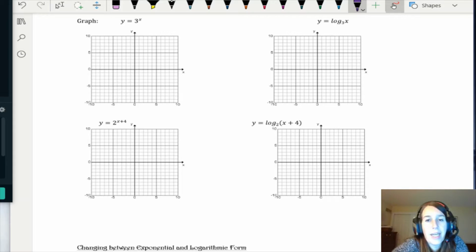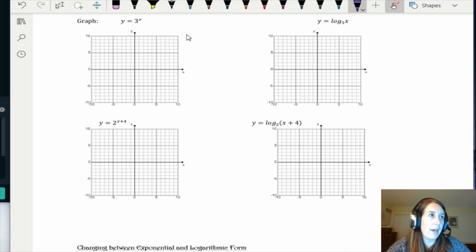Let's take some time to become familiar with the graph of exponents and logs together. Hopefully this will help with both of the graphs for you, because we will be doing some exponential graphing still. So first, let's start pretty simple. y equals 3 to the x.